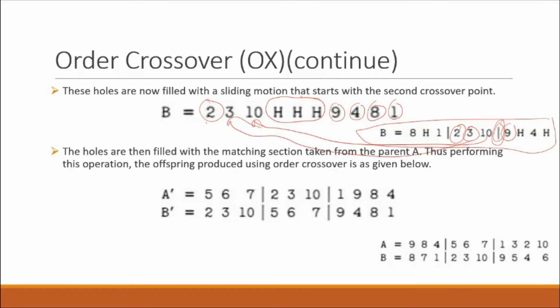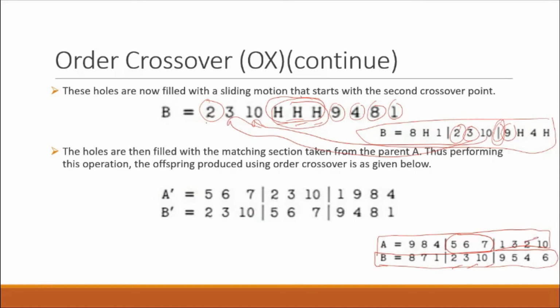Then 5, 6, 7 is left out. So that 5, 6 and 7 is placed inside this one, in the same order as it appears in the first chromosome. So that is 5, 6, 7. This procedure is repeated for this chromosome also. Currently we have done it to this chromosome, and the same procedure is repeated for the first chromosome also. That is, the 2, 3 and 10 are removed from here.